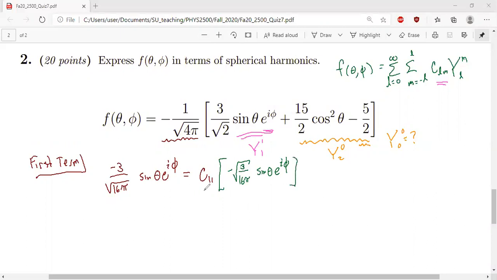So the question is, what is C11? Honestly, just by examination, how did I get from here to here? I just have to multiply by root 3. So this is just missing a root 3 to turn the right-hand side into the left-hand side. This is all supposed to be about the concept and not necessarily about the math of computing overlaps. So C11, just by inspection, is equal to root 3. So the first term was not that bad. So let's see about the second term.